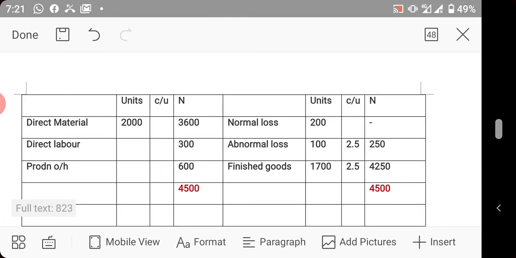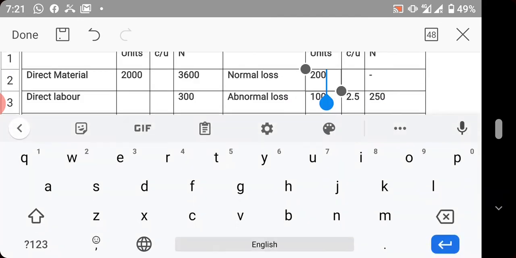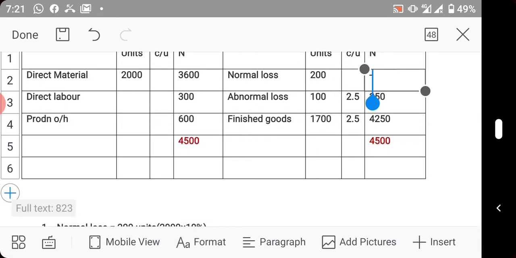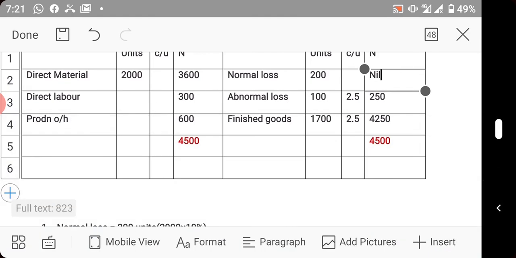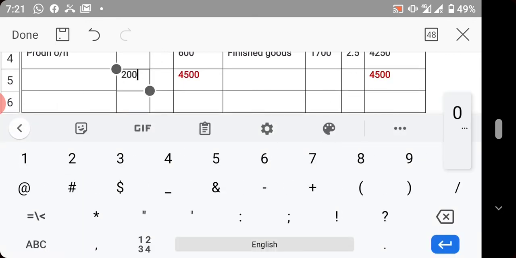Direct material, you bring 2,000 units. You understand? Which is 36. You bring direct labor 300. Production overhead 600. You have 4,500. So normal loss is 200. There is no recoverable value, so it's nil. You understand? We agreed to be using nil as accountants. So abnormal loss is 100. You understand? Good. Now, if you balance this, this will give us 2,000.